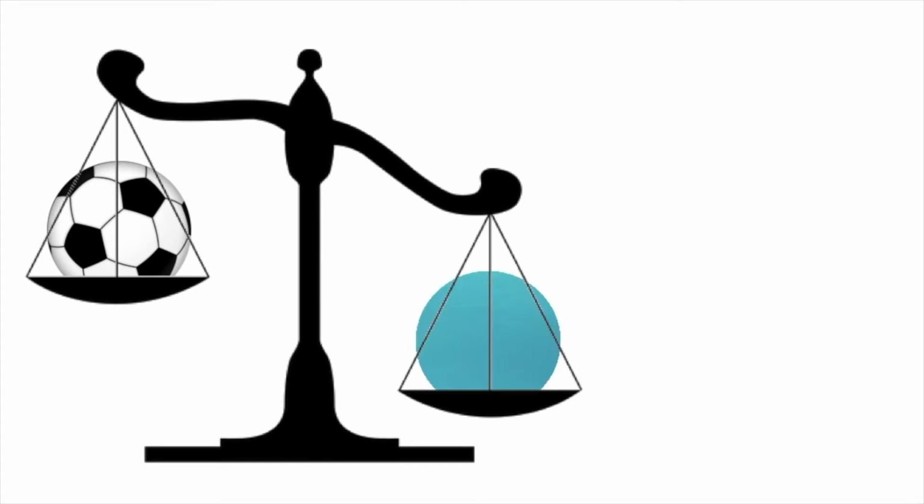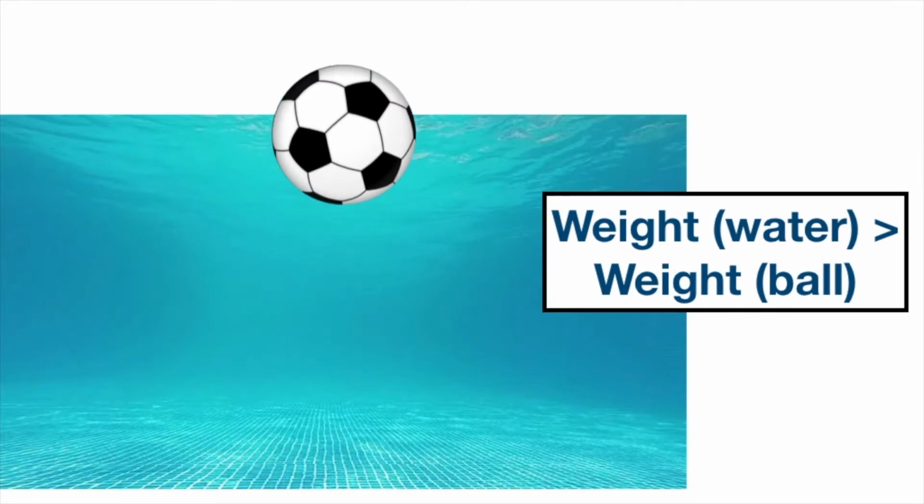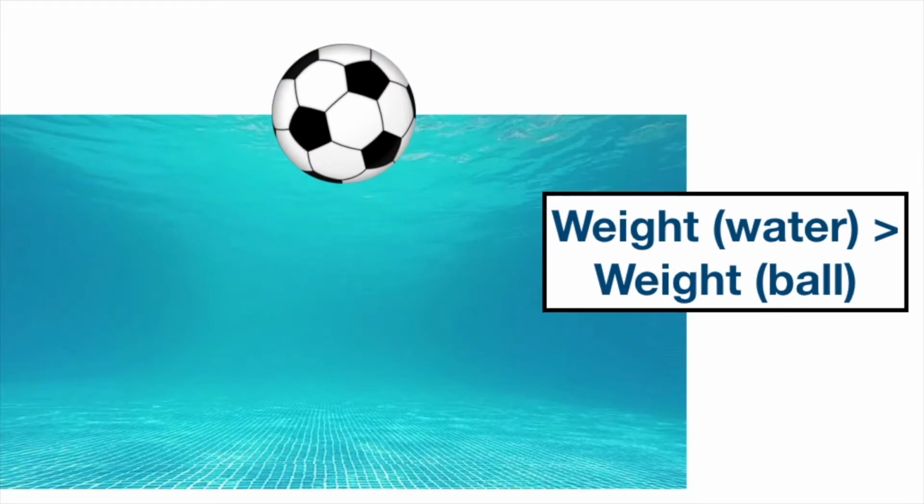Now, if you measure the weight of the ball and the weight of the water that was displaced, you'll find that the water weighs more than the ball. Because the weight of the ball is less than the weight of the water that it displaced, the ball will float. This is the law of buoyancy.